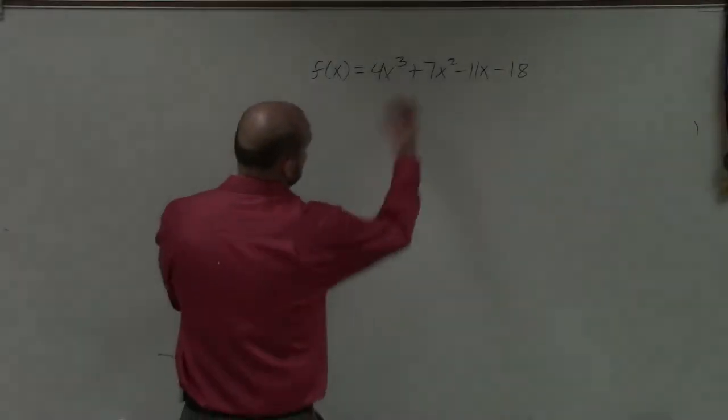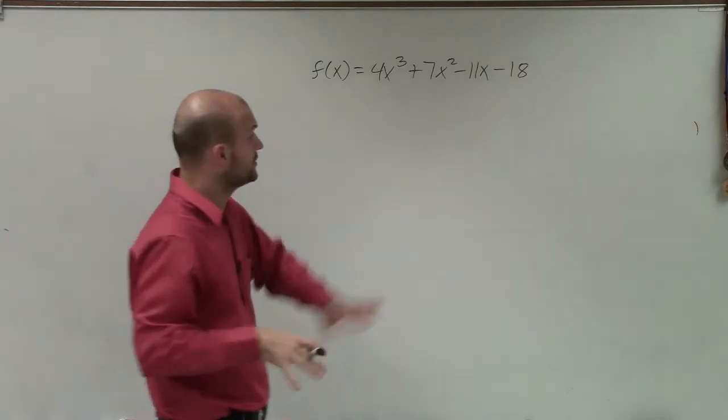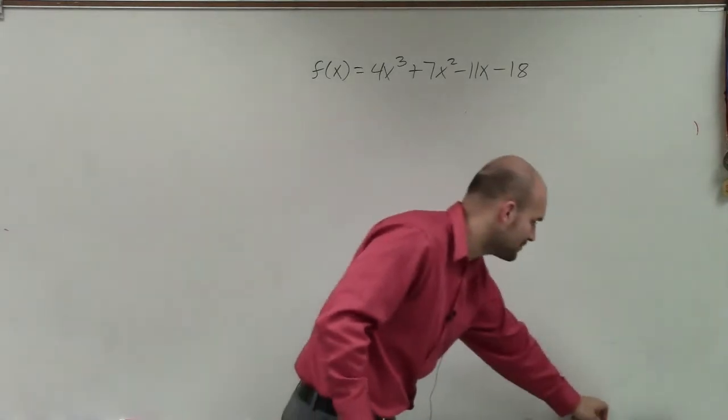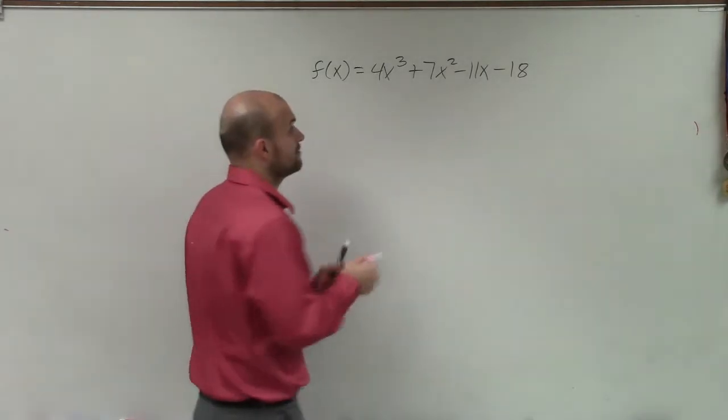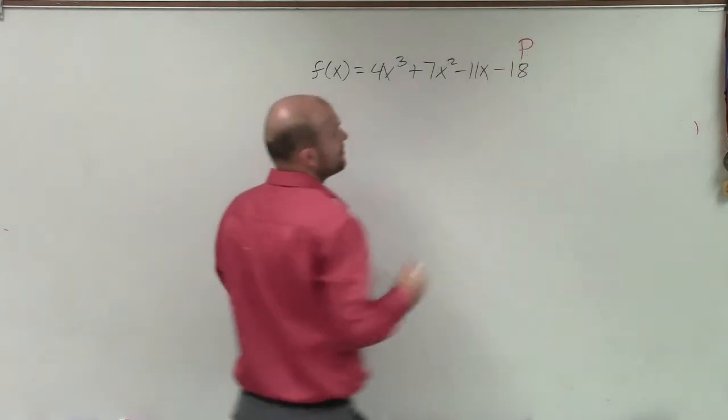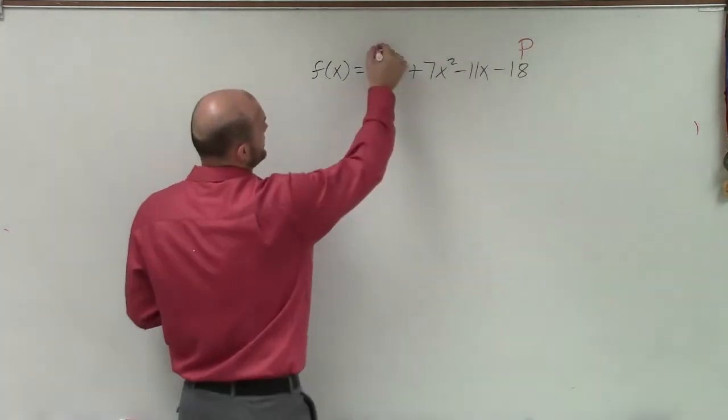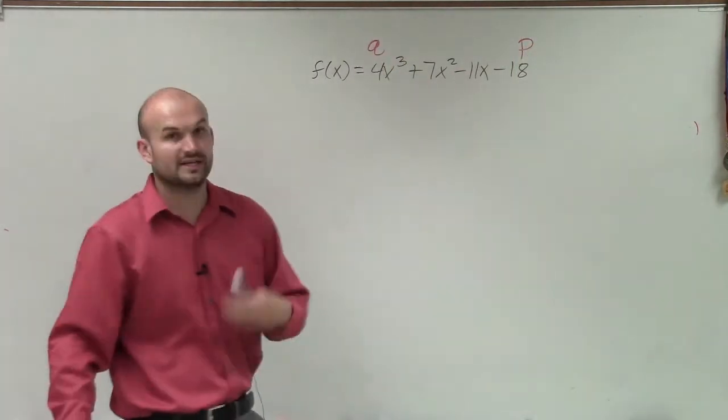So in this case, what I'm going to do is, again, show you how to do P over Q and then find all the zeros. The main important thing we want to do is first understand what P over Q is. P is going to represent our constant, and Q is going to represent our leading coefficient.